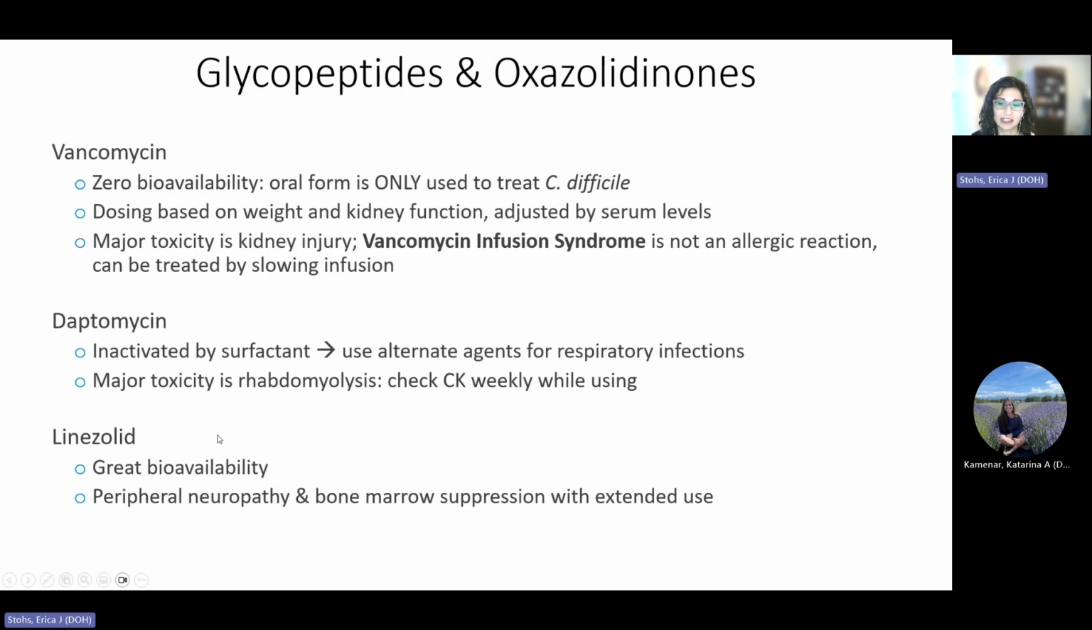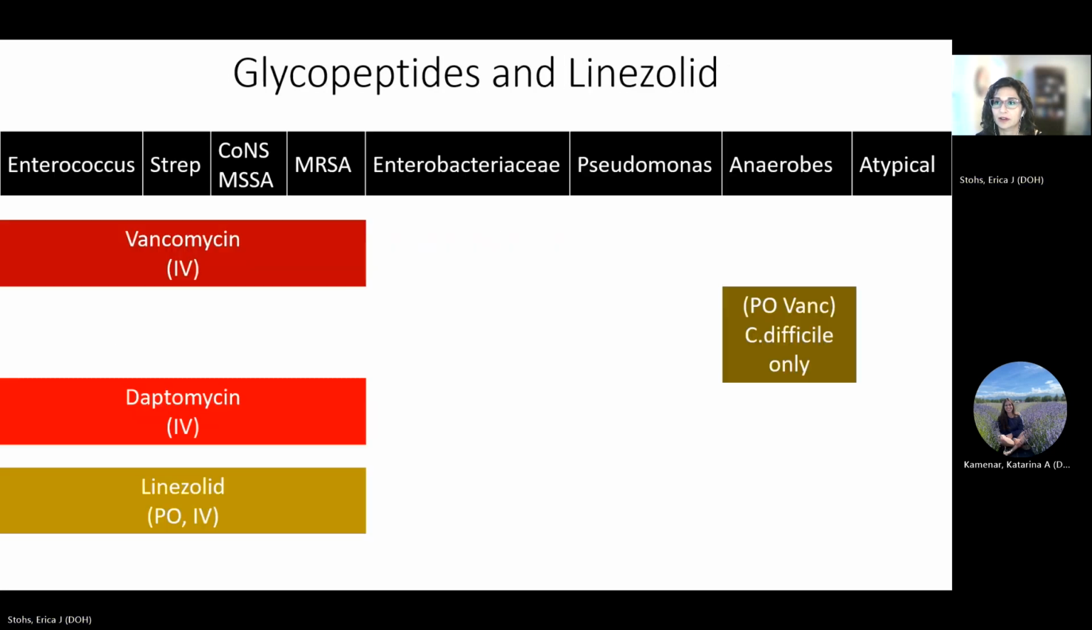And finally, linezolid is our other MRSA drug, great bioavailability. So we use it orally when we can because it gets into the blood well and efficiently. Important to know is long-term, it can cause peripheral neuropathy and bone marrow suppression. So not a great drug to use for an extended period. Just an illustration for the coverage of our glycopeptides and linezolid is here.